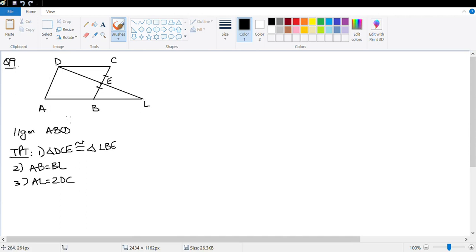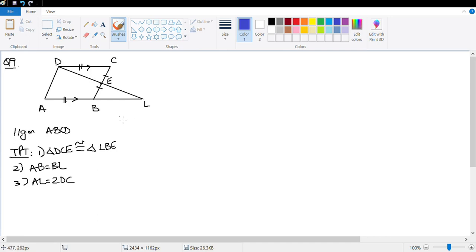Question 9 says, from the following diagram in which ABCD is a parallelogram. So ABCD is given as a parallelogram. Remember the properties of a parallelogram. Opposite sides are equal and parallel. So CD and AB are equal and they are parallel. Similarly, AD and BC are equal and they are parallel. Perfect. So let's look at the question.